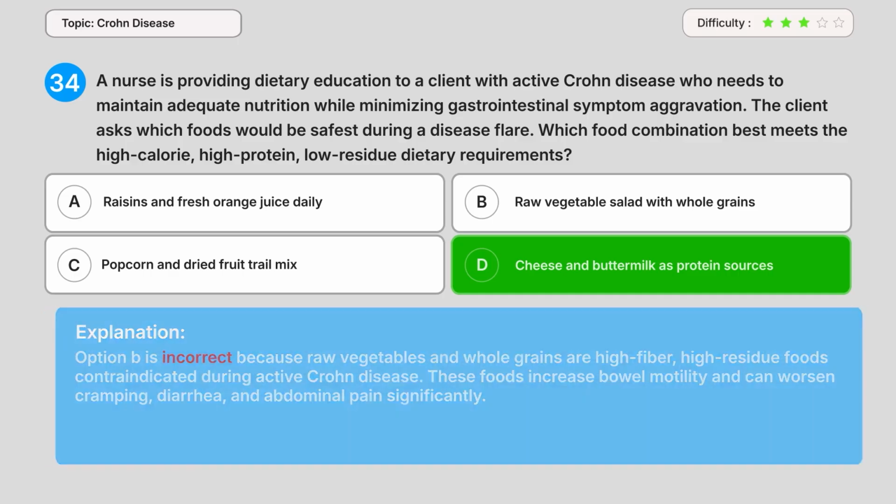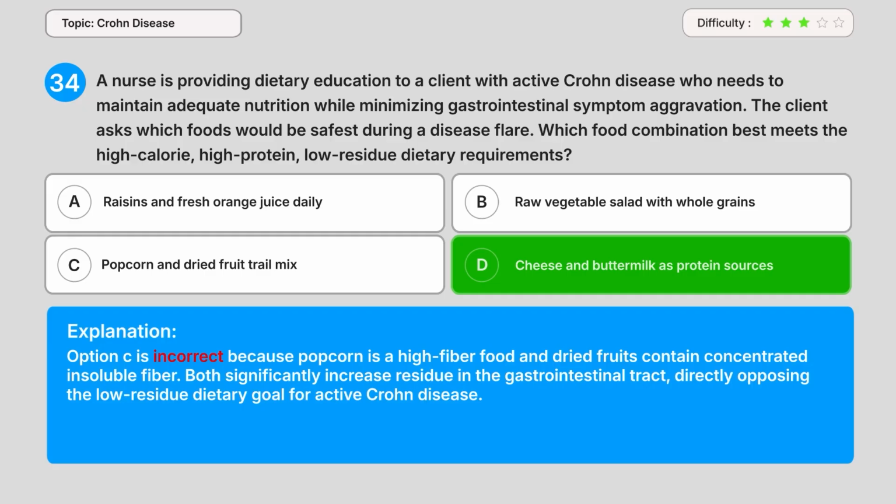Option C is incorrect because popcorn is a high fibre food and dried fruits contain concentrated insoluble fiber. Both significantly increase residue in the gastrointestinal tract, directly opposing the low residue dietary goal for active Crohn's disease.